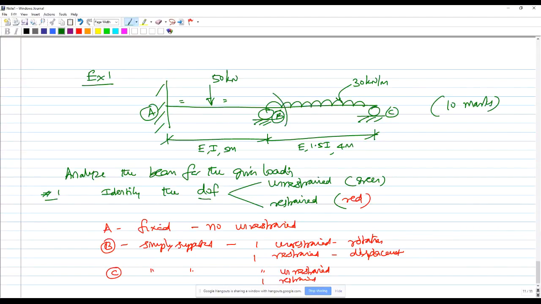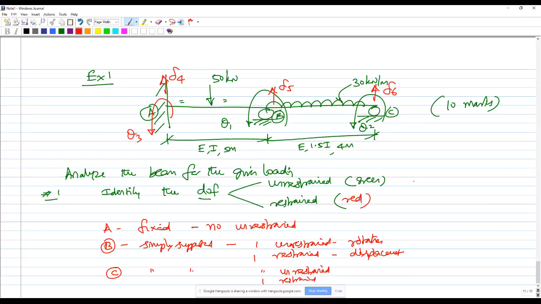So I am going to mark this as theta 1, this as theta 2. These are two unrestrained degrees. And then onwards, I am going to mark the restrained degrees. This is theta 3, delta 4, delta 5, and delta 6. So there are total 6 degrees of freedom. 2 of them are unrestrained degrees and 4 of them are restrained degrees.